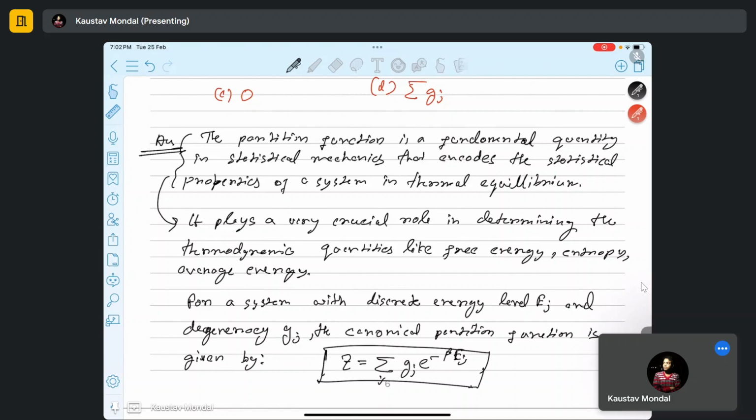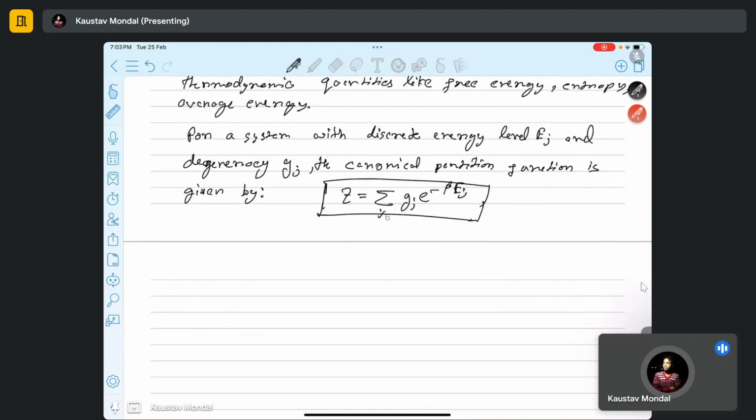Okay, now in this expression, this e to the power minus beta Ej is basically the Boltzmann probability distribution that we have discussed earlier, right? This is the Boltzmann probability factor for Ej. Okay, beta is basically 1 by kBT.